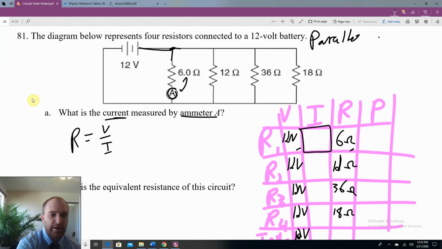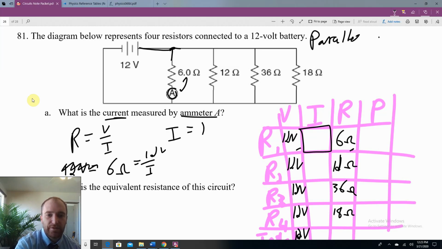R equals V over I. 6 ohms is equal to 12 volts over I. I is equal to 2 amps. Awesome, cool, good work. We did it. Circle it.